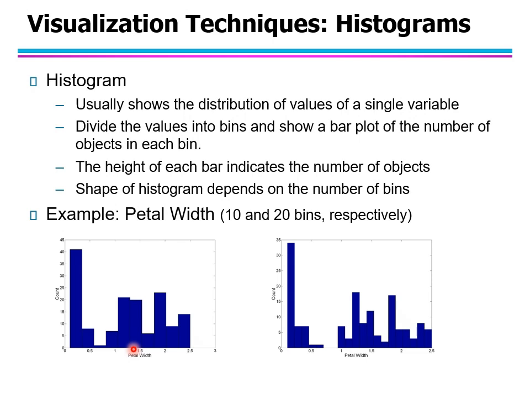And then let's move to visualization techniques, starting with the histogram. Histograms usually show the distribution of values of a single variable, and the height of each bar indicates the number of objects. The shape of a histogram depends on the number of bins. Like in this example, the graph on the left-hand side has 10 bins, and on the right-hand side it has 20 bins of petal width.